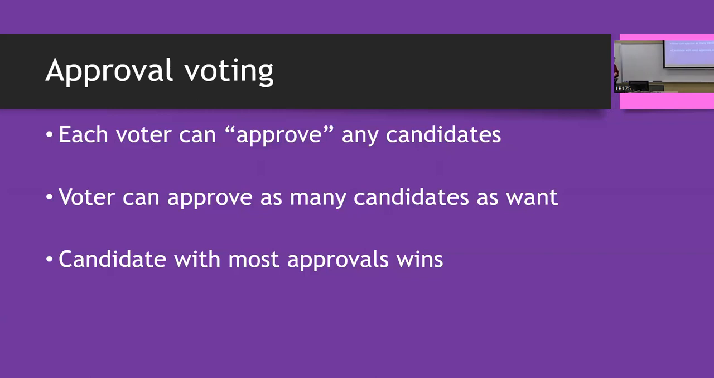And don't approve of candidate C, but I approve of candidate E as well. So the voter gets to approve as many candidates as they want. And the candidate with the most approval votes wins.